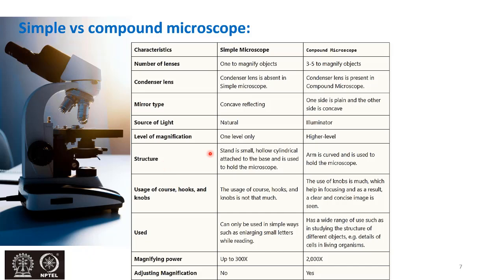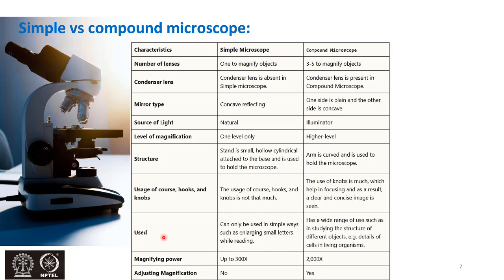Then the structure. Here we have a small stand, a small hollow cylinder attached to the base and used to hold the microscope. And in the compound one, the arm is curved and it is used to hold the microscope. Then the knobs: in the simple microscope they are not too many, and in the compound one the knobs are more, and they help in focusing the image properly. As a result, we will get a clear and concise image.